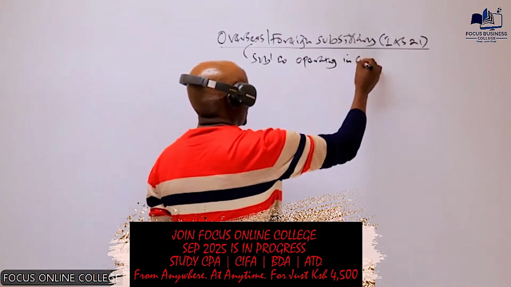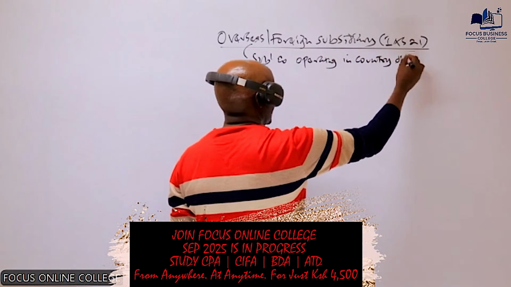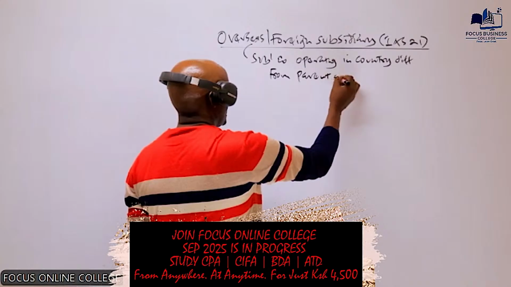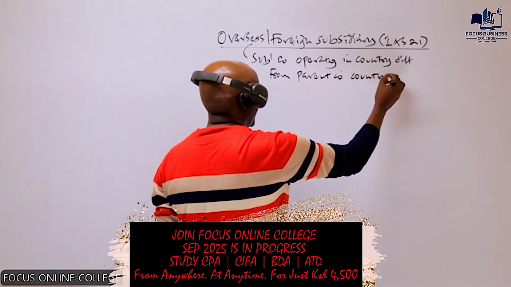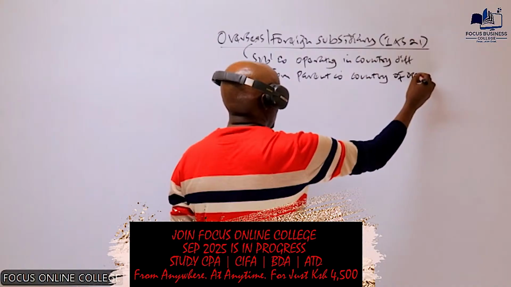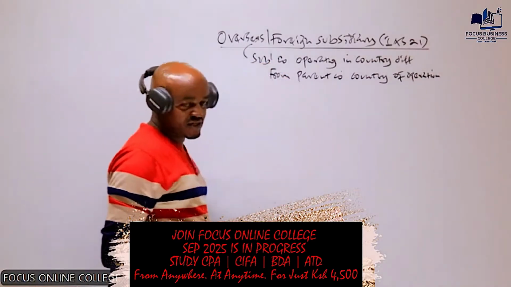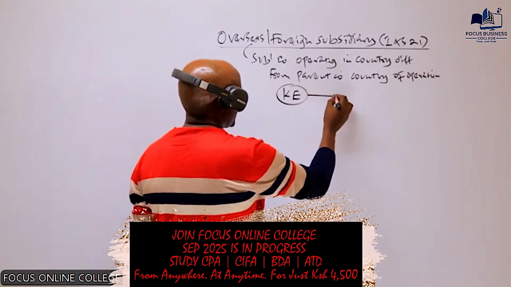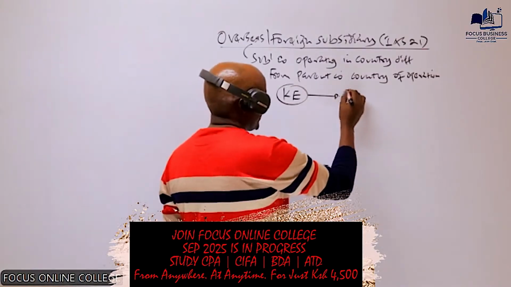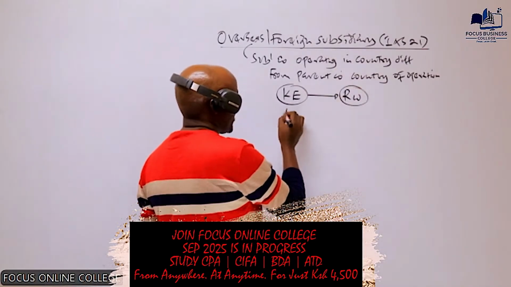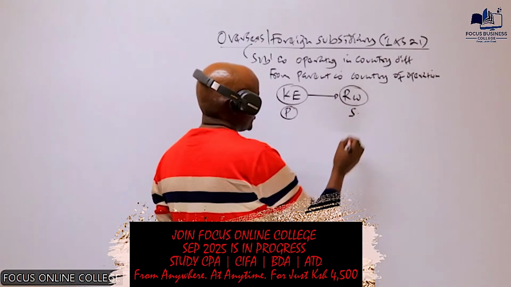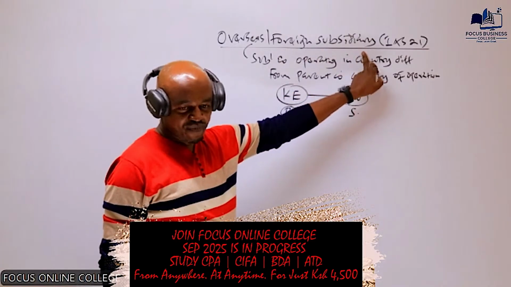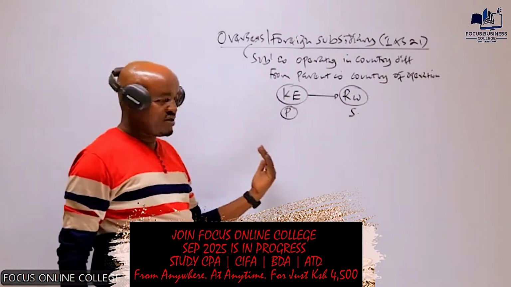So this is a subsidiary company which is operating in a country different from the parent company's country of operation. For example, we may be told that a company operating in Kenya has acquired a subsidiary which is operating in Rwanda. So the parent company is operating in Kenya, the subsidiary is operating in Rwanda. So this is a foreign or overseas subsidiary. Now, in this case, how do we prepare the group account here?